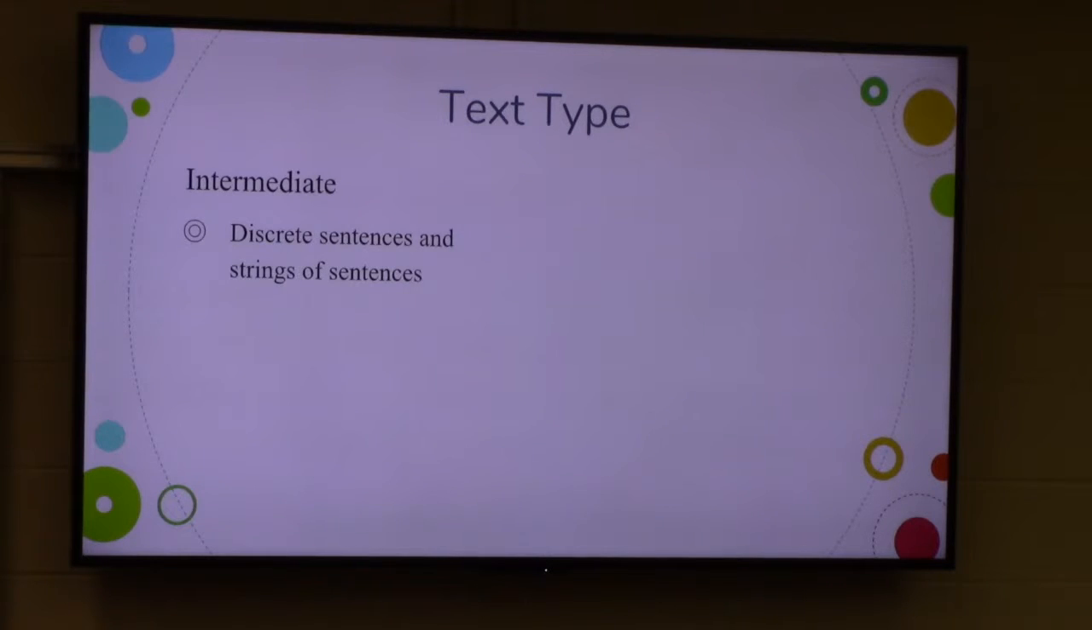So the intermediate level determines that intermediate level speakers can use discrete sentences or strings of sentences. I mean, that makes sense, right? When a novice learner goes to intermediate level, they can do individual or separate sentences to answer simple questions.